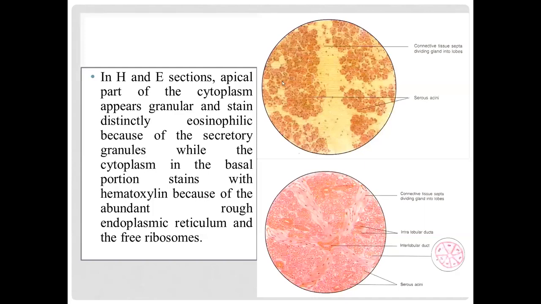So this is an H&E picture of serous acini. You can see it mostly stains eosinophilic. The eosinophilia is mainly due to the presence of the granules. These granules at the apical cytoplasm make it more eosinophilic.